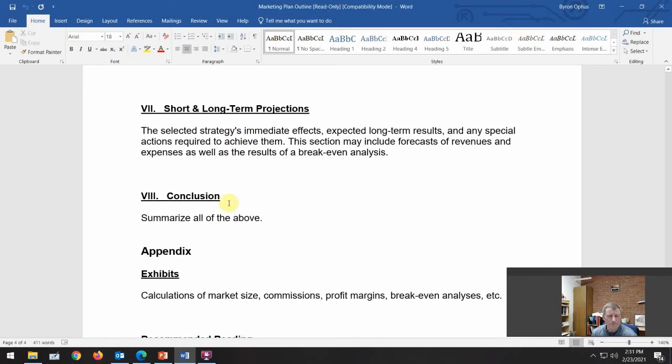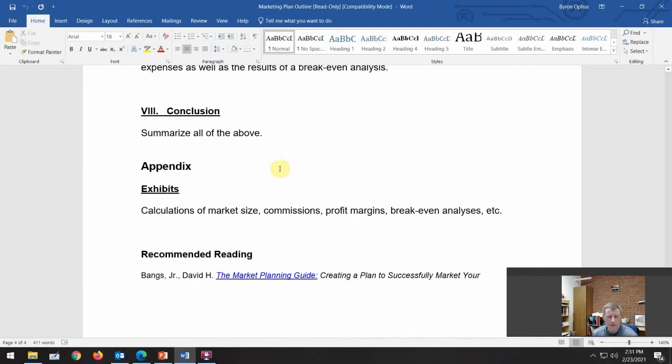Okay. Then in conclusion, because the marketing portion is so long, you can have a concluding paragraph that summarizes everything. So as if you're writing a good paper, you're going to tell me what you're going to tell me, then you're going to tell me, and then you're going to tell me what you told me. So think about that when you put that in there.